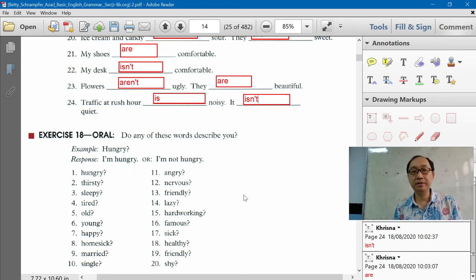Am I homesick? Oh no. I live with my mom, I live with my family. So I'm not homesick. Am I married? Yes, I am. I have a partner. I have a wife. Am I single? Of course not. I'm not single. Am I angry? No, I'm not angry.